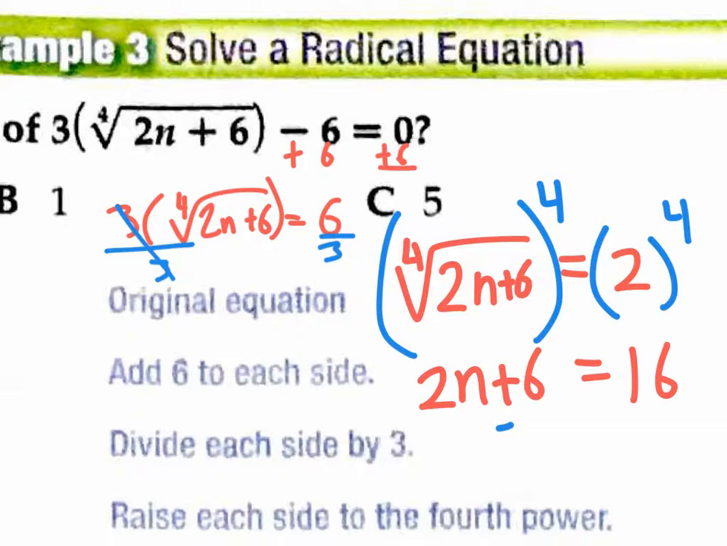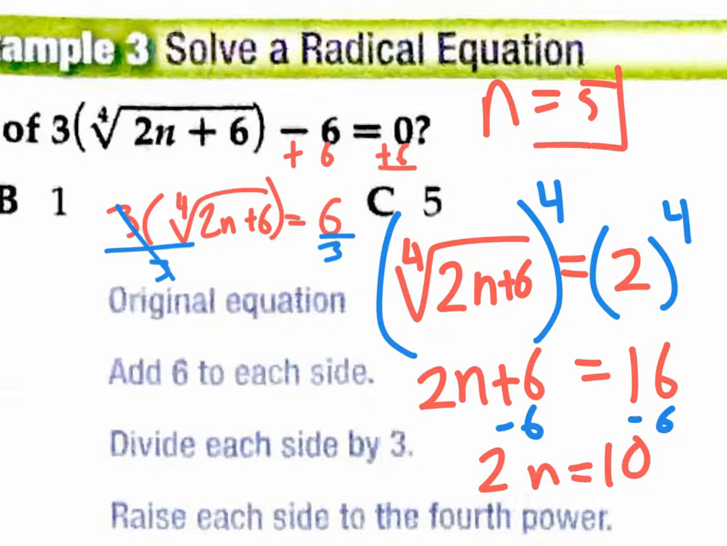And then, of course, you subtract 6. So you have 2n equals 10, which means n equals 5. n equals 5. This is our answer. But, of course, we should double check it, right? So let's take the answer 5, plug it back in. What's 2 times 5? What's 10 plus 6? 16. What's the fourth root of 16? 2, right? 2 times 2 is 4, times 2 is 8, times 2 is 16. So the fourth root of 16 is 2.